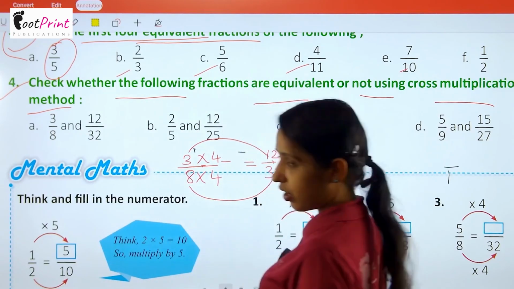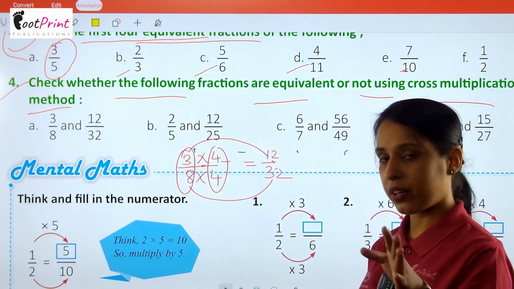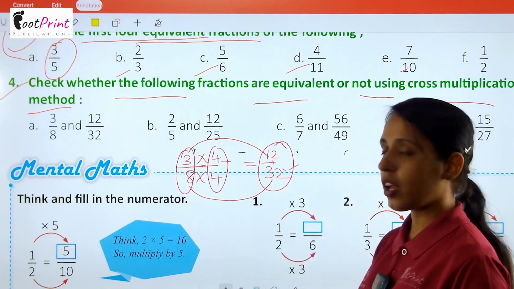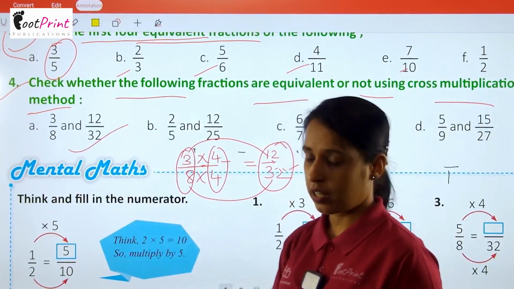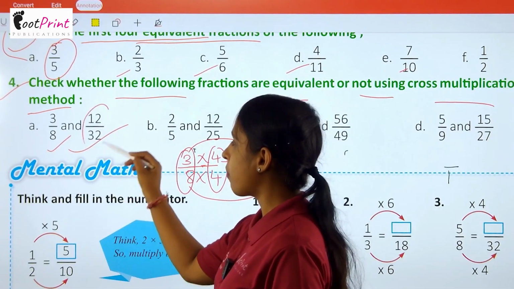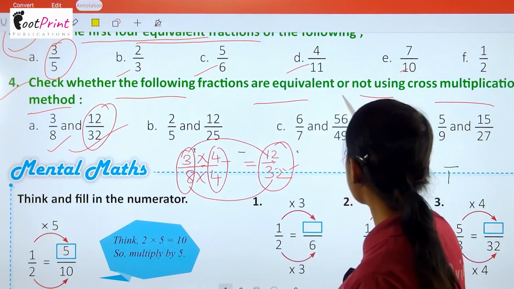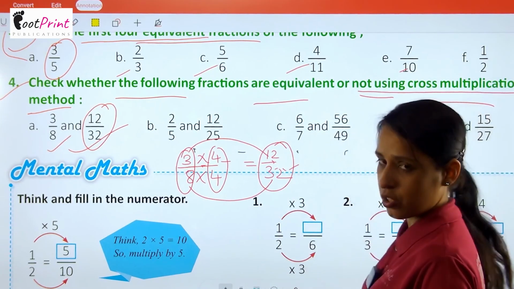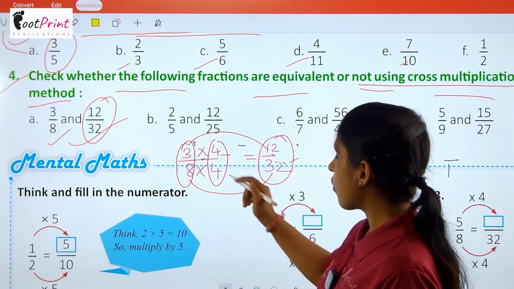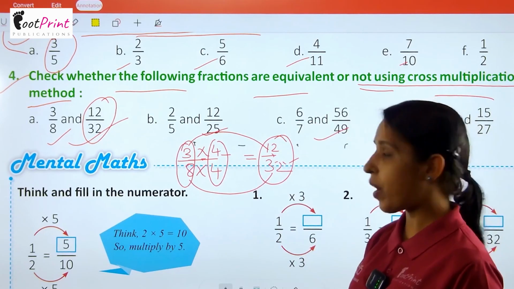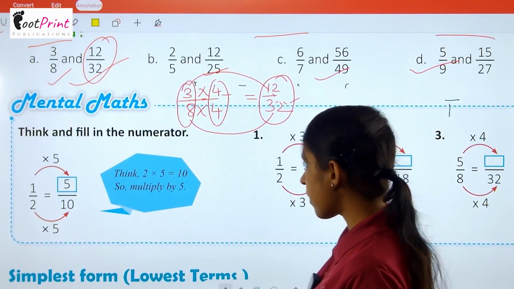So this is how we find equivalent fractions. For any fraction, we multiply the numerator and denominator by the same number. If the result comes out equal, it means both fractions are equivalent. So here 3 by 8 and 12 by 32 are equivalent fractions. Or you can check, it is mentioned here to not use cross multiplication, so here we will not use cross multiplication. The rest of the parts you will do by yourself. Okay, now some mental math questions are given.